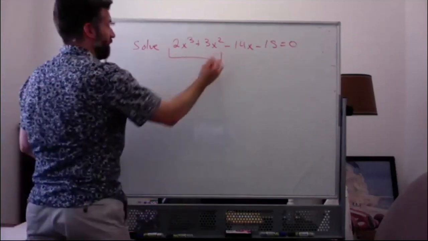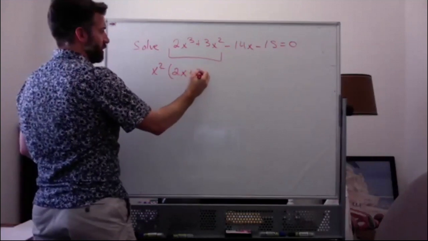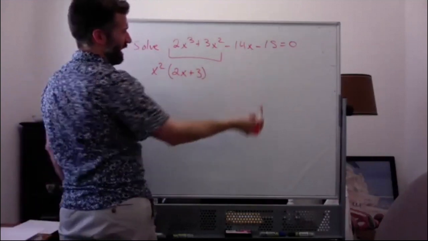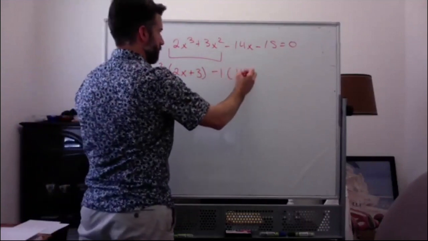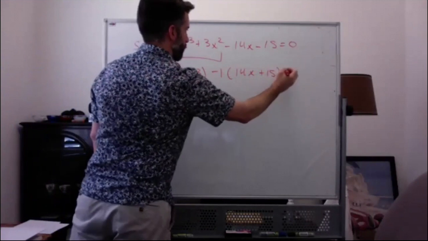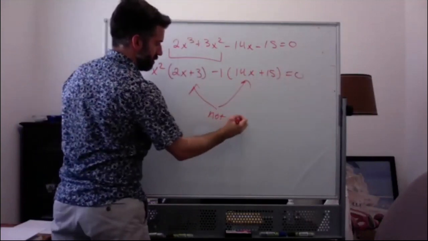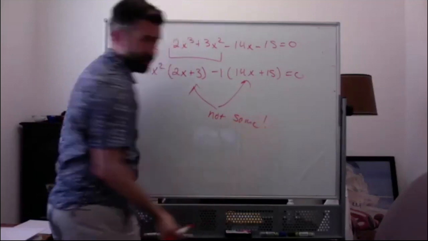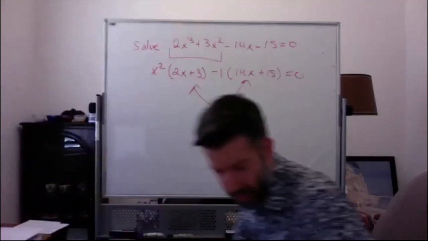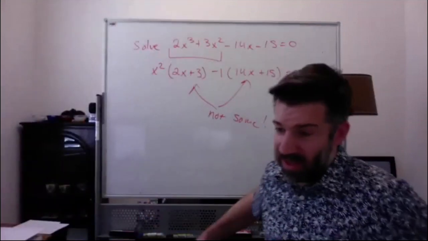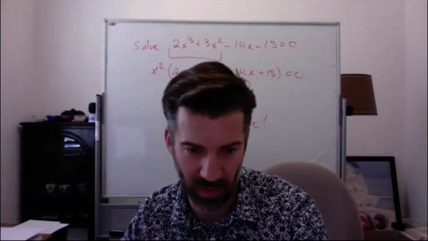From this first pair, I can factor out an x squared. I'm left with a 2x plus 3. And from the second pair, I can't really factor out anything. I can factor out a minus 1, I guess. These are not the same, which means I can't factor by grouping. So here's what I would do if I was asked to solve this: I would look at Desmos, assuming we're allowed to use the tools at our disposal.